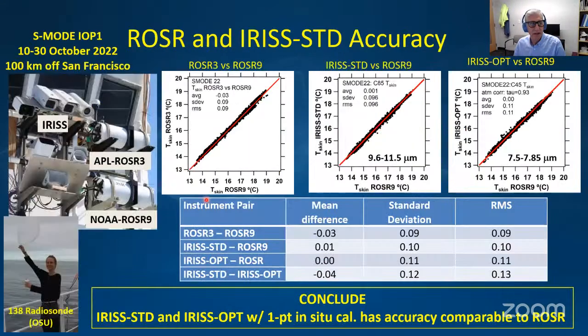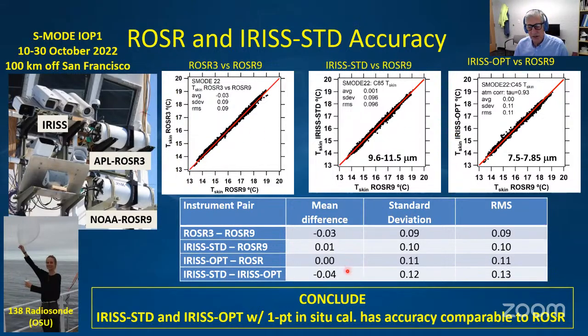So what we've done over the last few years, I've deployed the Iris with 2 Rossers in several cruises, and the results shown here are from the first S-MODE cruise in 2022. I've done scatter plots of the Rossers versus each other, and then the Iris standard band versus the Rosser, and the Iris optimal band versus the Rosser. You can see they all look very similar, and the statistics are summarized here.